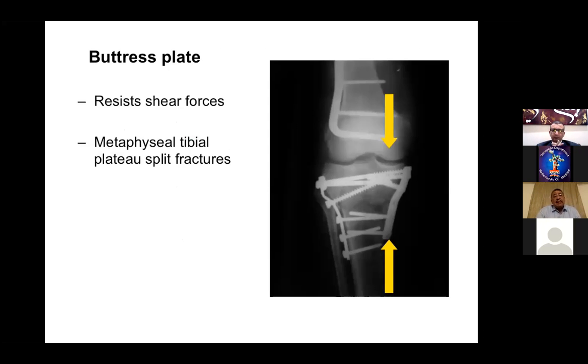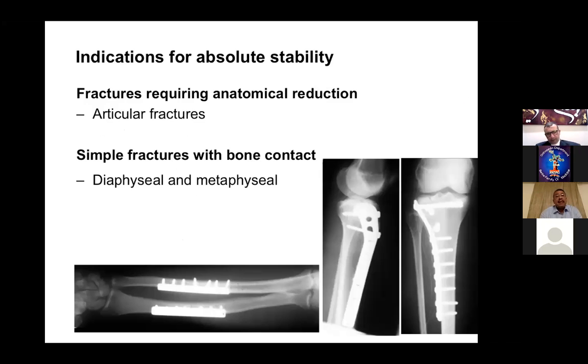The last one is the buttress plate. It resists shear forces across metaphyseal fractures. And the famous example is the use of buttress plates in tibial plateau fractures. So to summarize the indications of absolute stability: fractures requiring anatomical reduction, articular fractures, simple fractures with bone contact, like the forearm fractures here. It can also be done in diaphyseal and metaphyseal simple fractures, especially in upper limb fractures.